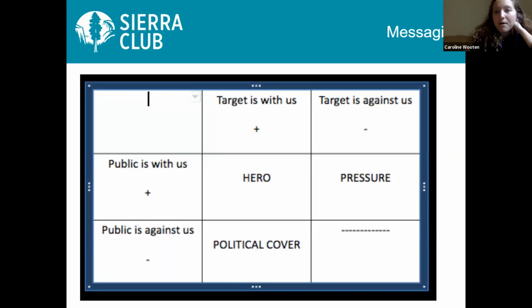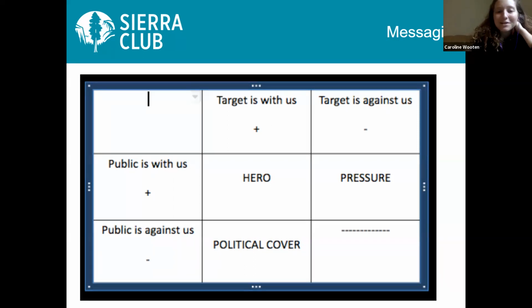A lot of times this is what people default to initially, but you actually want to be thoughtful and make sure the target really is against you before you turn to a pressure campaign, because that's going to mess up relationships if they're not actually against you yet. But also you don't want to be tricked by them, because sometimes they say, "Because you're being mean to me, I'm not going to do this." And it's like, well, no, you weren't with us anyway.